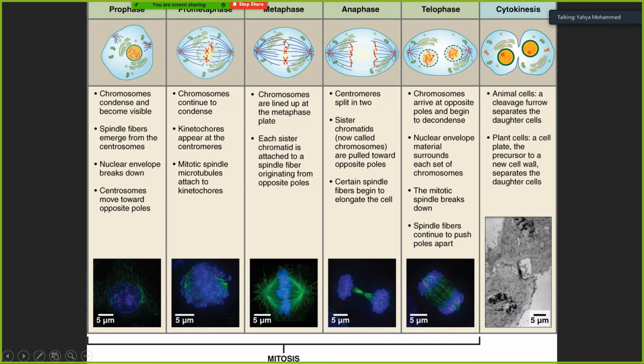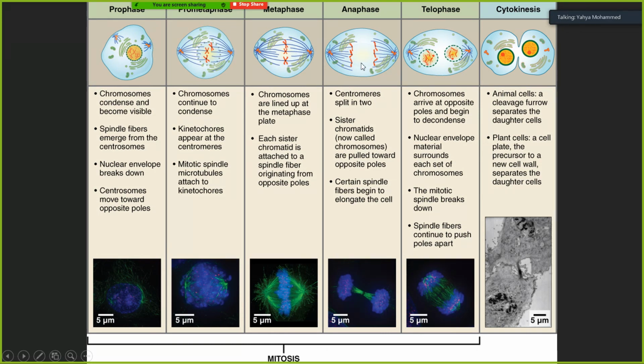So you notice from this right here, you see that in metaphase they're all lined up in the middle, right? That's called the metaphase plate. Everything is lined up in the middle. And you notice in the picture down below, that's what it's showing. All the chromosomes are lined up in the middle, right?